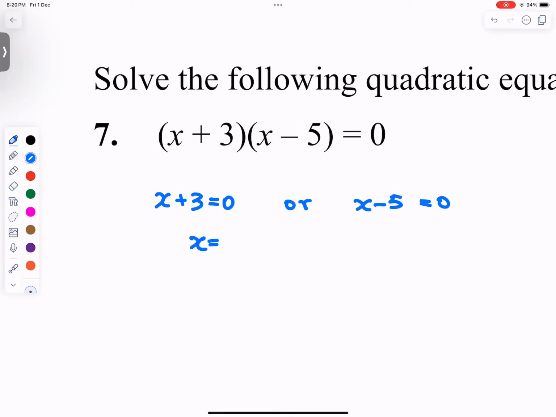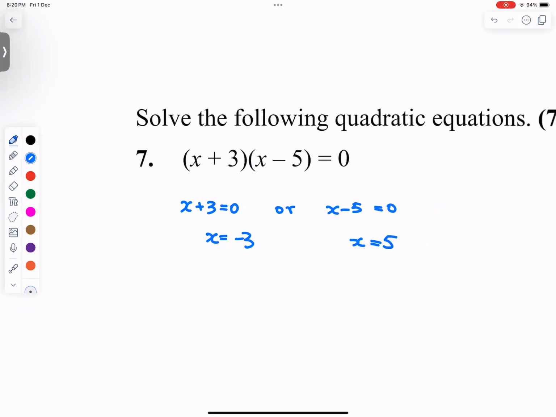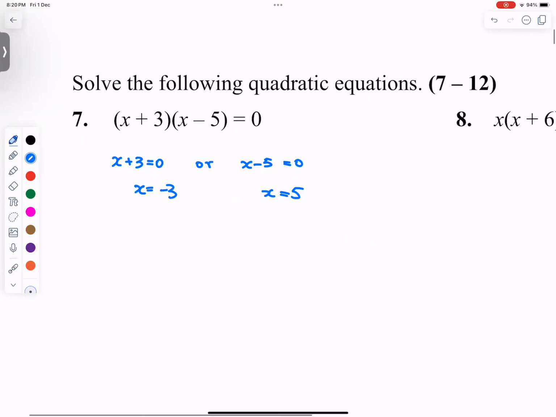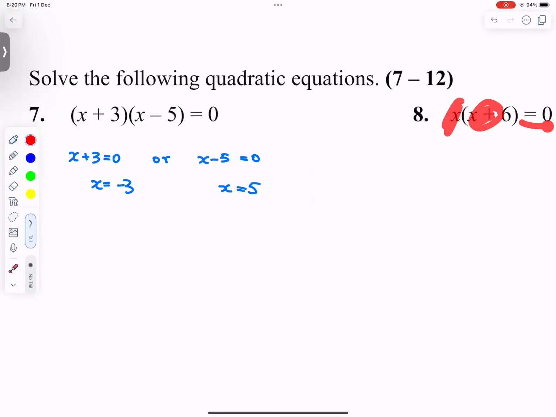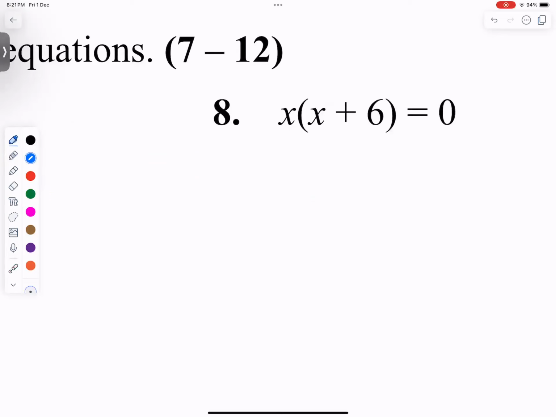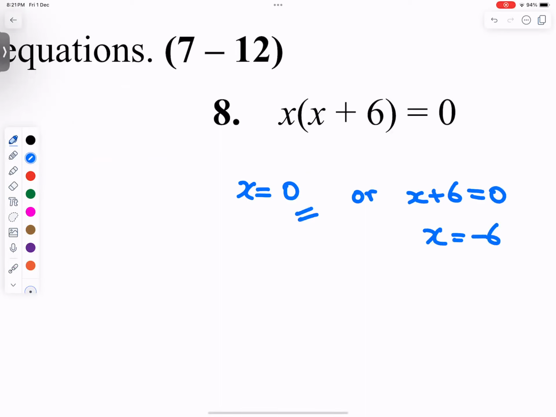And can you find x from each side? x is negative 3 and x is 5. Yep, good. Then how about question 8? It is similar. Again, something times something equals 0. That means either of the things is 0. So either x equals 0 or x plus 6 equals 0. And those will be your answers already.